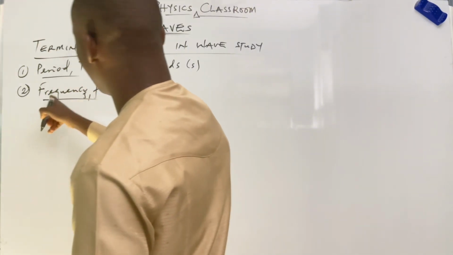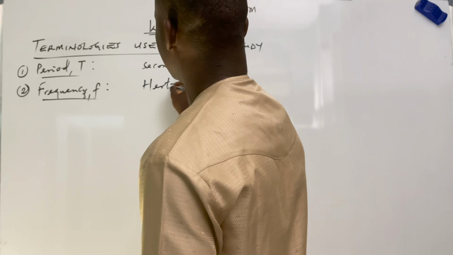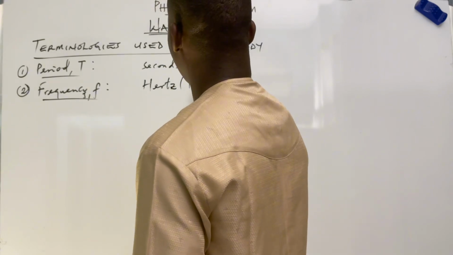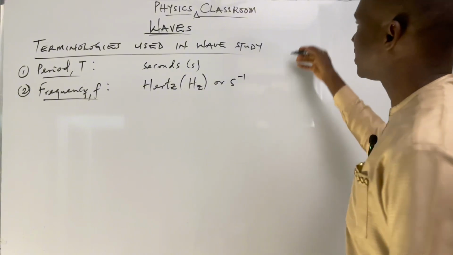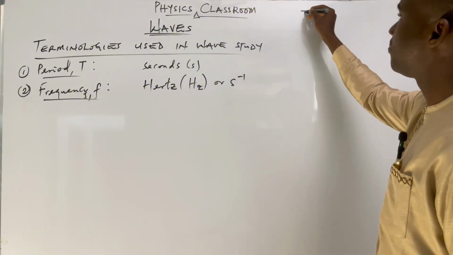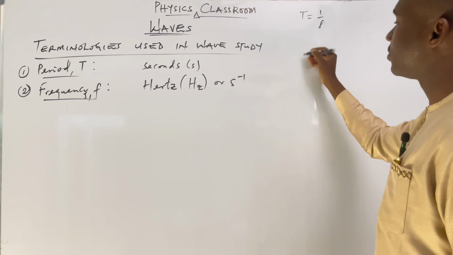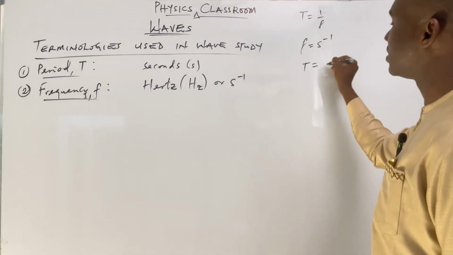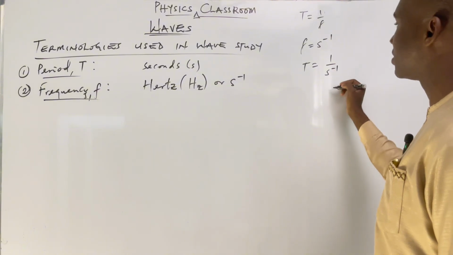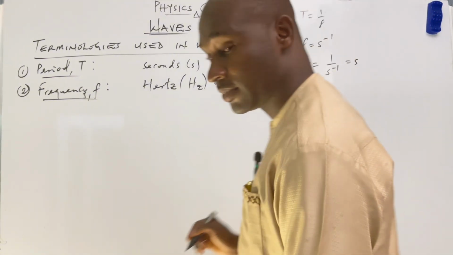And the unit for frequency is hertz, or per second. Why? Because there's a particular relationship that tells us that period is equal to 1 over frequency. So if frequency is per second, period is now 1 over per second, and that's going to give us seconds. So that's it. Take note of that.